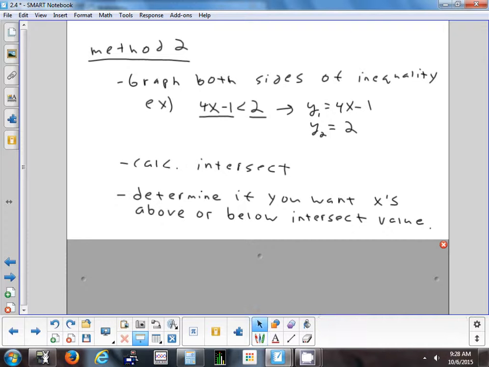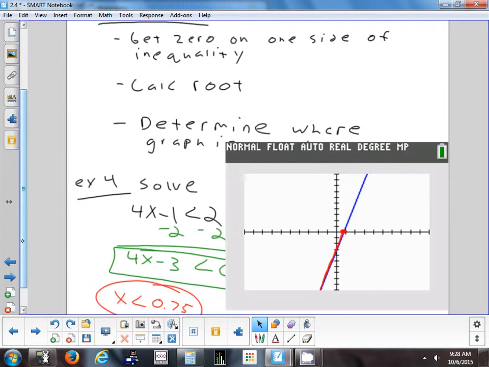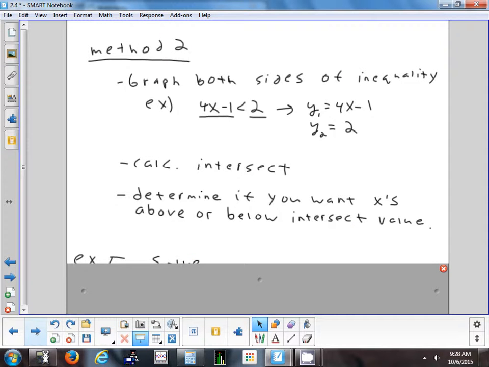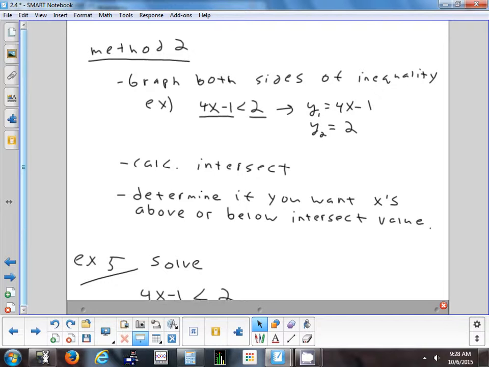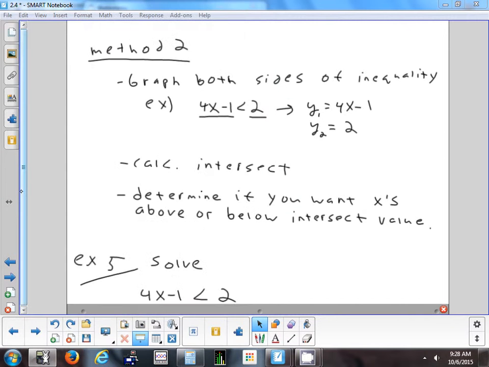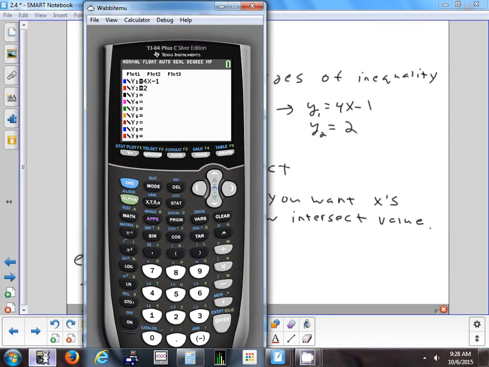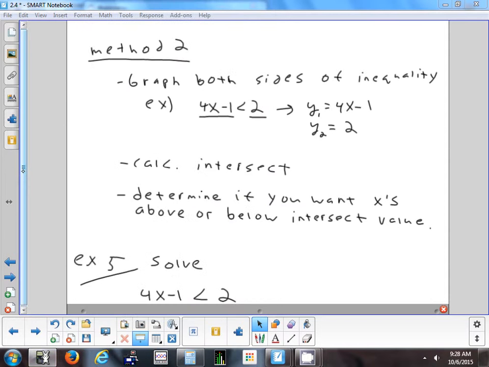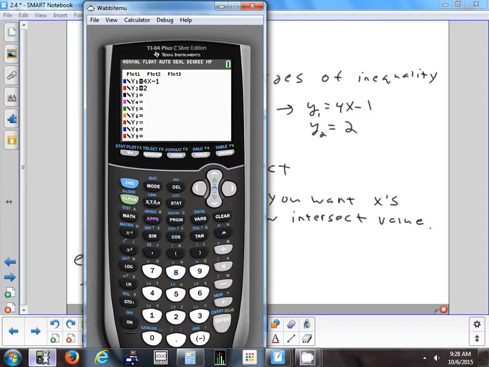All right, so let's graph the same one again. We already know what we should get: x is less than 0.75. But let's do it this way. Put 4x minus 1 in y1 and put 2 in y2. We're looking for where 4x minus 1, which is the blue line, is below the red line. So hit graph. There's blue, there's red.